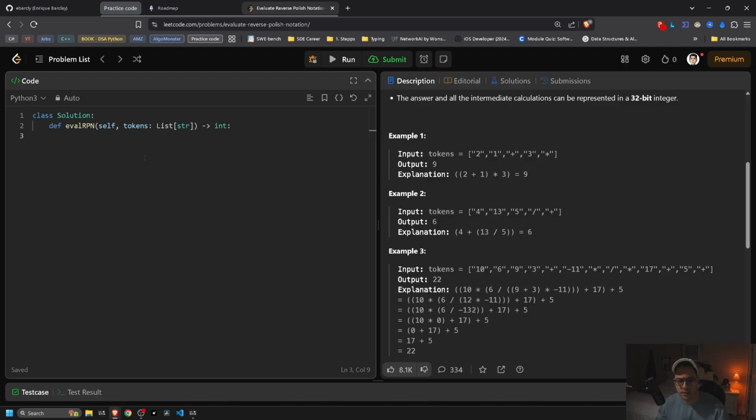Okay, so let's go ahead and do it. We're going to create a stack called nums, and that's going to be equal to a list in Python, right? So this is what's going to hold our stack. Next thing we need to do is iterate over the tokens. So we're going to say for every token in tokens.